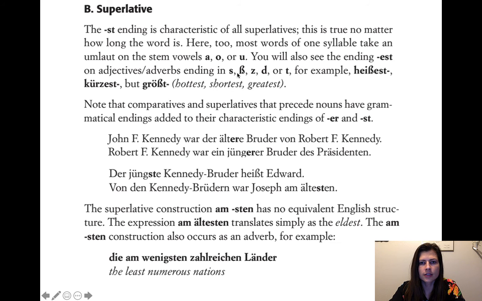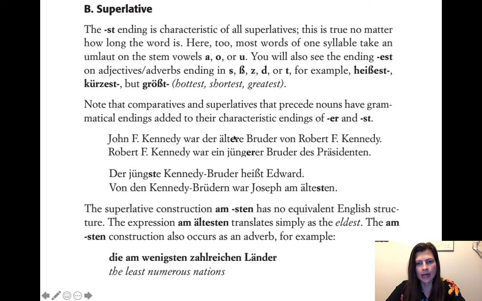And then if it ends in these sounds, then you take the est instead of just the st. And then this is a little bit of a tricky part, because you can have a comparative or superlative ending plus the adjective ending, and then it looks like there's several endings going on, and you have to be able to tell which ending is doing what in order to get a good translation out of it. So you can say, John F. Kennedy war der ältere Bruder von Robert F. Kennedy. So der, the, älter, the older brother, and of course, because it's an adjective and it needs an ending, so der ältere, this is our masculine with a definite article and nominative ending right there.